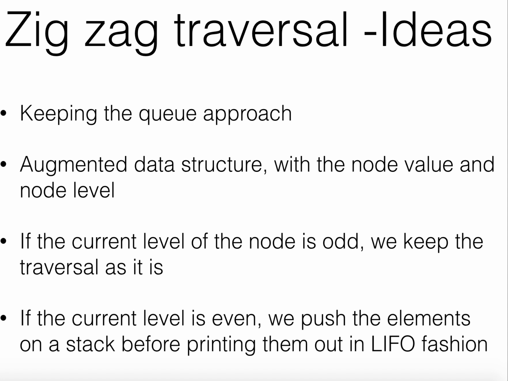And now, if the current level of the node is odd, then we keep the traversal as it is. And if the current node level is even, then we would need to reverse the order in which we are printing out the elements. In order to reverse this order, we would push these elements onto a stack, and on the next level, we would empty out the stack. And that would print out that level's elements in reverse order.